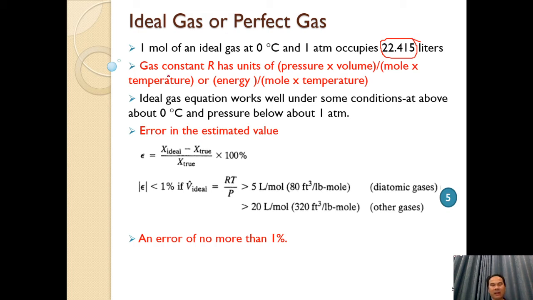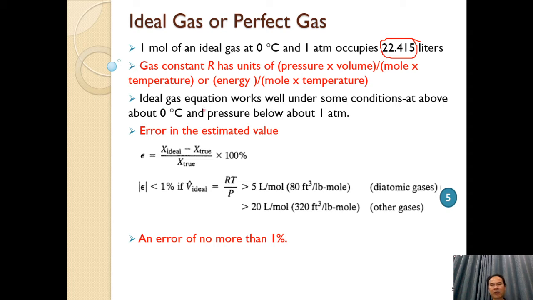The gas constant has a unit of pressure multiplied by volume, divided by mole multiplied by temperature. Or it means energy divided by mole multiplied by temperature. This is the unit of the ideal gas constant.